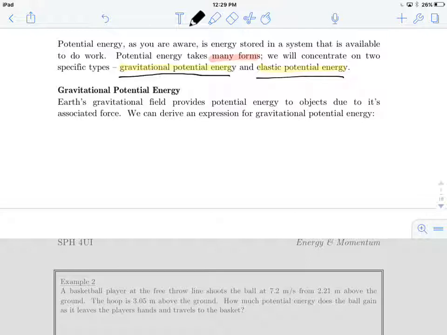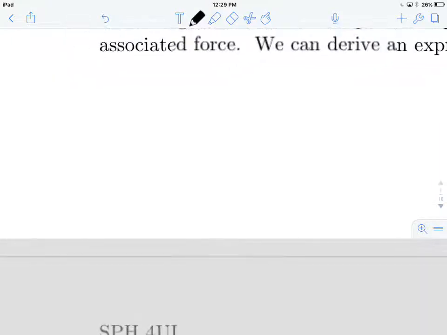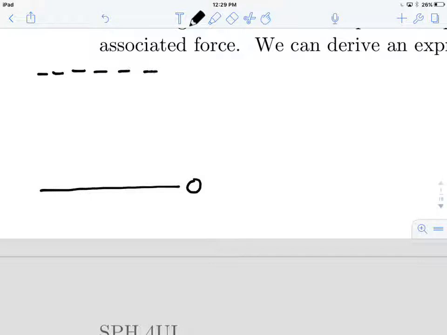So when we talk about gravitational potential energy, this is energy that's stored in an object because of its position in Earth's gravitational field. So we can always set a reference point for our base height, which is 0, and if we raise some object to some height h, it will then possess, in a gravitational field, gravitational potential energy.